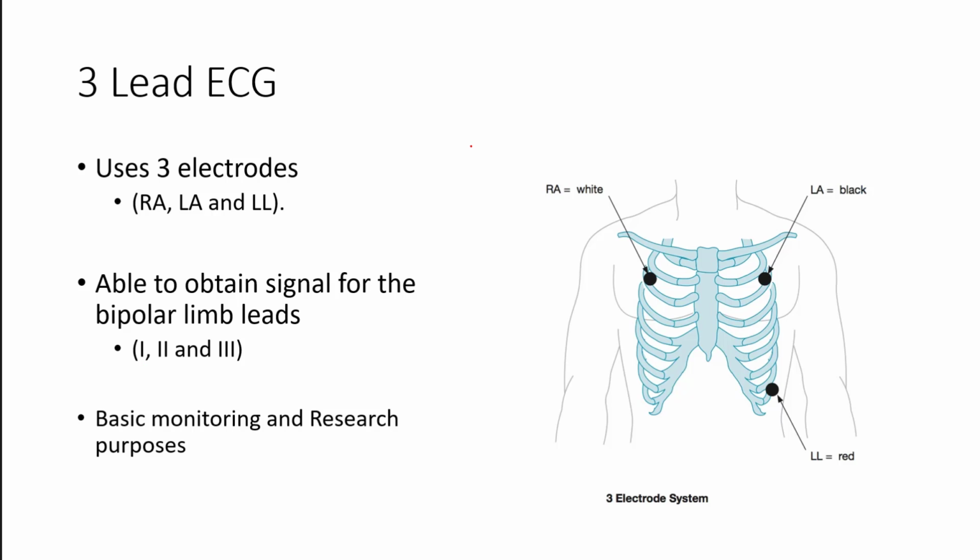So it's a setup to give you 3 leads, because you can make this your negative terminal and make this your positive terminal using your device, and you'll get limb lead 1. Or you can make this one the negative one and this one the positive one. You'll get limb lead 2.